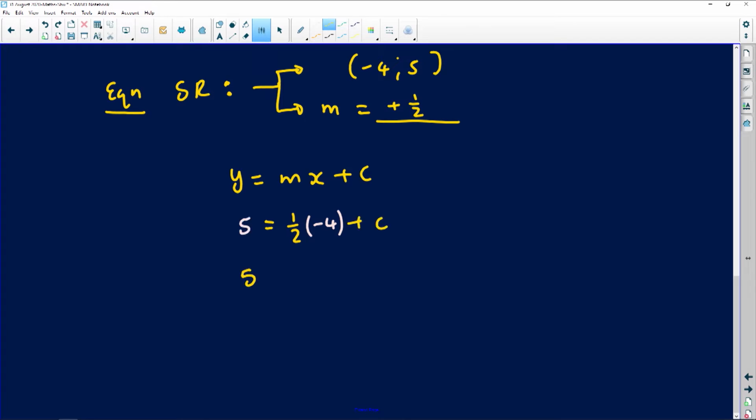The white numbers, I'm just taking them from the point P. Those are the coordinates of the point P. Substitute for x and substitute for y. You've got 5 is -2 added with c. I'm getting a value of c equals 7. Therefore, the equation will definitely become y equals a half of x added with 7. So that is basically what the equation of that particular line SR is going to be.